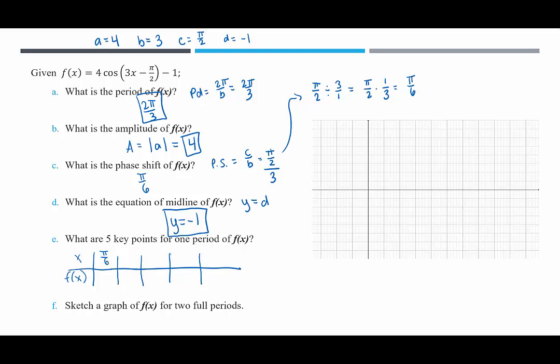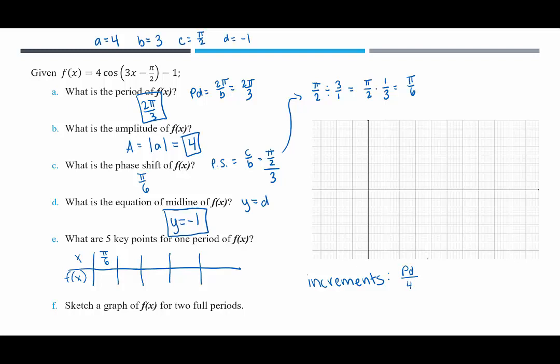How do we calculate the next one? Well, I like to determine the increments, and these are the increments for the key points, the x values specifically. We're going to take the period, whatever we got for the period, and we're going to divide it by 4.